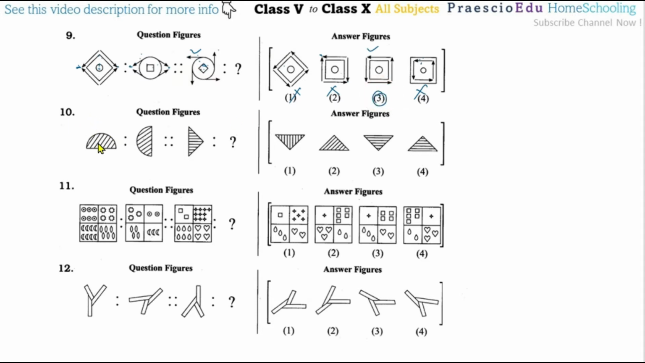Now question number 10. This half is rotating anti-clockwise by 90 degrees. Likewise this triangle also has to rotate by 90 degrees, so it will come in a horizontal position like this one or like this. But the lines are in the same directions. Here horizontal, and here also horizontal, which means option number 4 is the correct one. So this is incorrect.